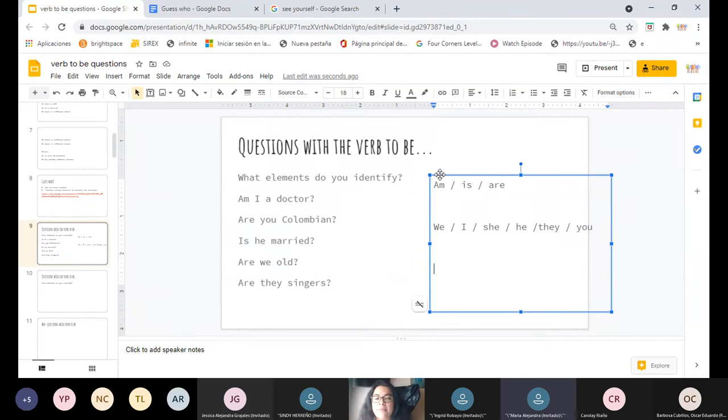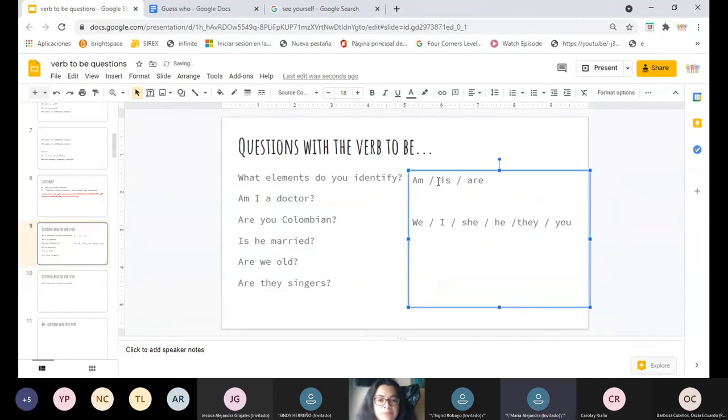Complement. A complement. For example, ejemplos de complements we have there. Complements. Verbs. Examples, examples. ¿Qué ejemplos hay aquí de complementos? A doctor, Colombian, Mary. So we have occupation or jobs, right? Nationalities. Nationalities, right? What others? Marital status. Marital status, that's right.